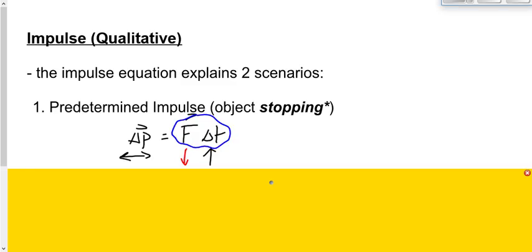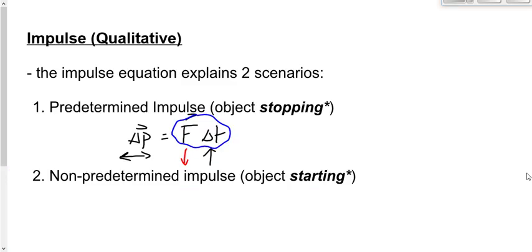Now, the other situation that can be explained really well by impulse is the exact opposite. When we don't have a predetermined impulse, it's what I call, I don't even know if this is a word or not, but since I make the notes, I get to choose whether it's a word or not, a non-predetermined impulse. This is not when we're stopping an object, like a hockey puck or a baseball or a car, but rather when we're starting an object. Now, I'm going to make a little note of this. It doesn't necessarily mean we're starting it from rest. So we'll say not necessarily from rest.